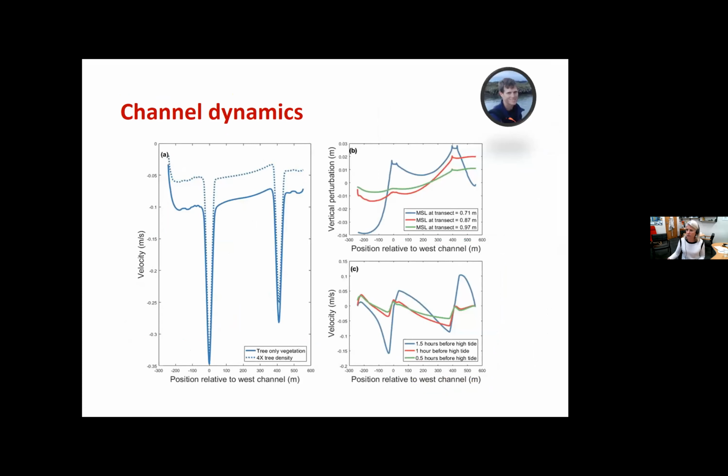And that just shows a slice of the water velocity through those channels with 4 times the actual tree density, and then just the normal tree density. And you can see how much it gets even more channelized when you make the trees more dense. And this just shows some velocity plots across those 2 channels, at different points along the mangroves.